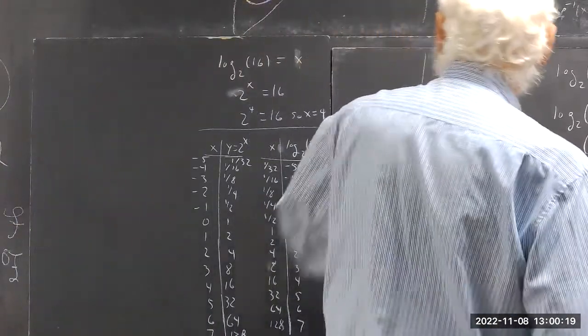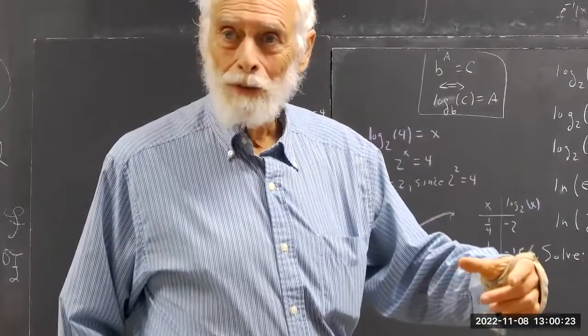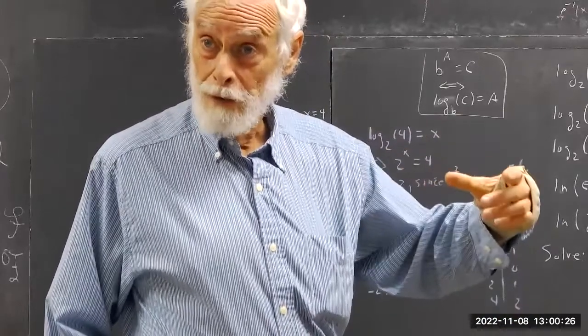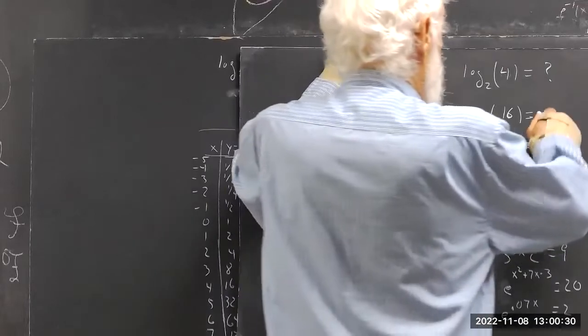So log base 2 of 16 is 4 for two reasons, because 2 to the 4th is 16. It's the answer to the question, 2 to what power equals 16? We got 4.